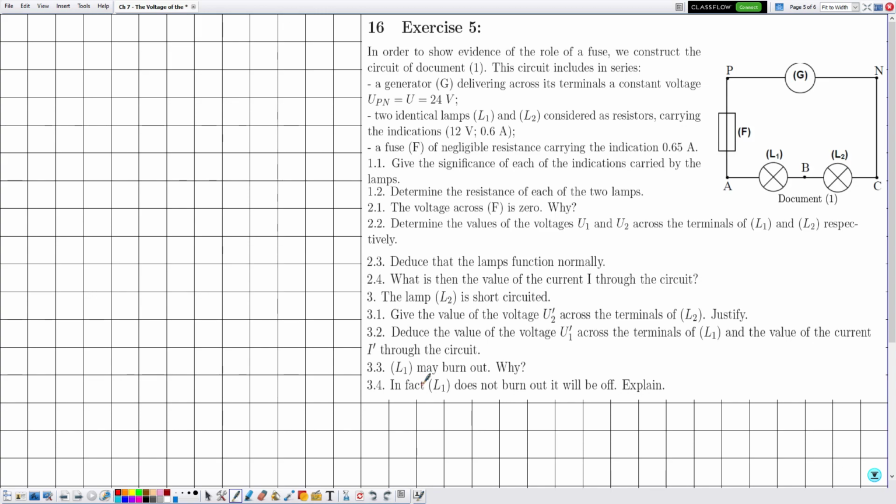This circuit includes in series a generator G delivering across its terminal a constant voltage UPN equal to 24 volts. So the trick in solving such type of exercise is to write the voltage on the electric circuit itself as well as the traverse current.